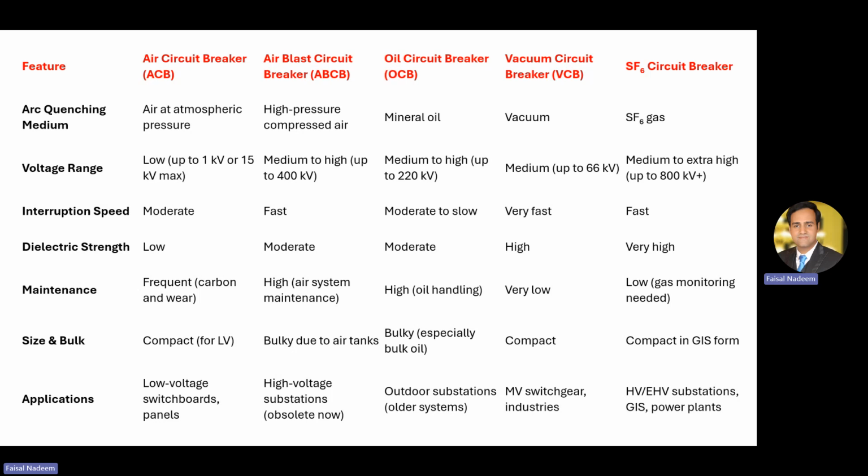Size and bulk. The air circuit breakers are compact. Air blast circuit breakers are bulky because they have a big tank for compressed air. Oil circuit breakers are also bulky, especially bulk oil circuit breakers, because one of their types is also the minimum oil circuit breaker. Vacuum circuit breakers are compact, and SF6 are also compact. Applications: air circuit breakers have low voltage application. Air blast have high voltage. Oil has also high voltage. Vacuum has low or medium voltage, and SF6 have high to extra high voltages.